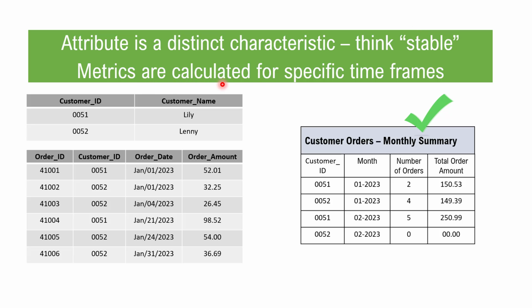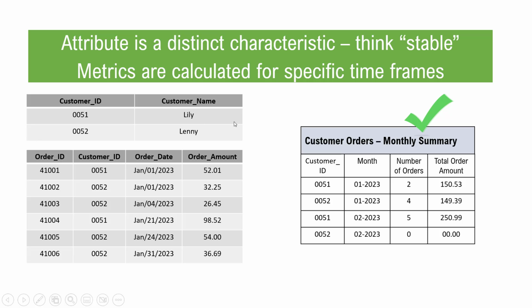Metrics are something that we calculate, and usually it's for specific time frames. So the number of orders that a customer has can have so many interpretations. Is it total orders? Is it this month? Is it this year? Which orders? Is it only completed orders? Is it only orders that weren't returned or canceled? So metrics usually require a lot more definition and business rules. And more importantly, they are usually determined for a specific time frame, and they change with time.